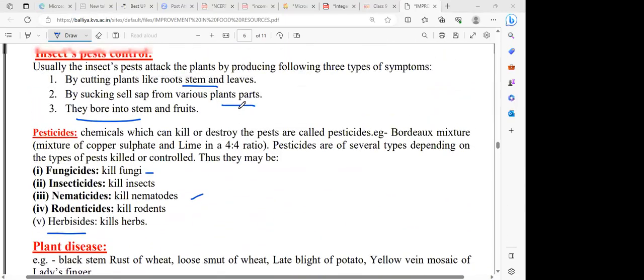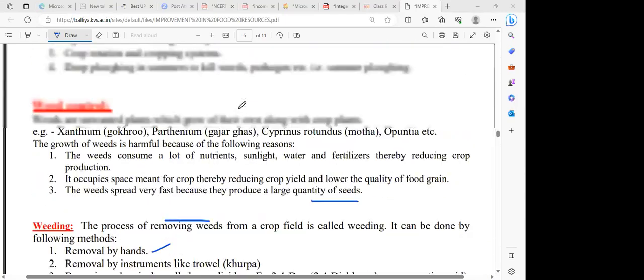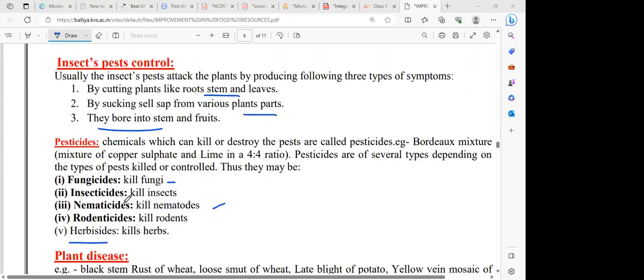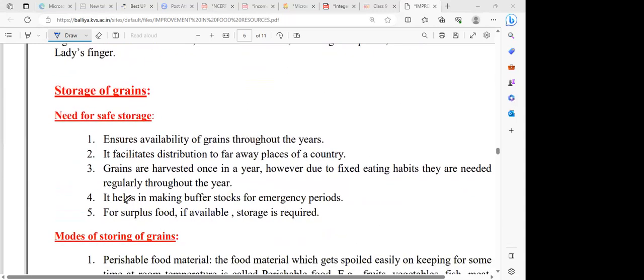We already did this: when you are growing the crop, you have to protect it from weeds as well as from pests. Now, once the crops are harvested, you will store them. Storing of grains is needed, and over there also, there can be some disease or something.